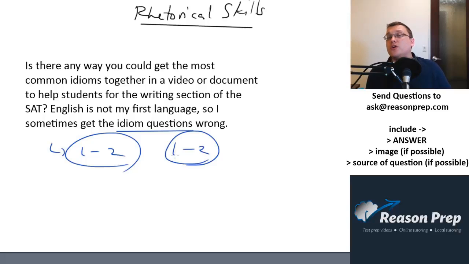You can get a really good writing score just by focusing on the other questions and doing the best you can on the idioms. If you Google SAT idioms, you'll find stuff. I don't recommend using it. It doesn't seem very useful to me at all. So I would skip that.